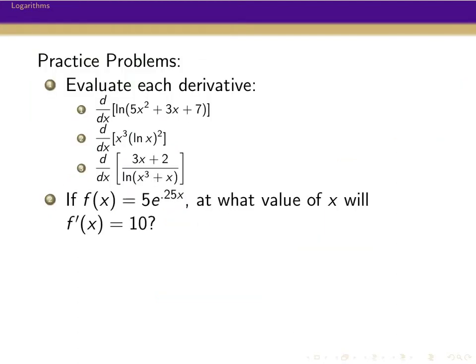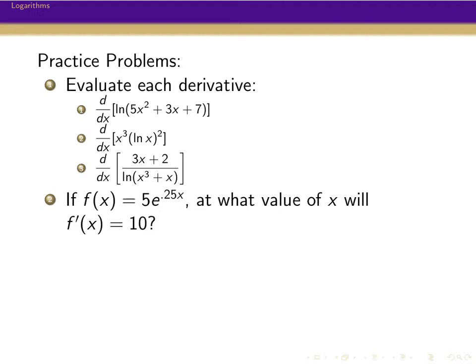Okay, so our practice problems that we'll go over Monday morning. So first we've got 3 derivatives using natural log. First take the derivative of natural log with this quadratic, 5x squared plus 3x plus 7 plugged in. Then take the derivative of x cubed times natural log of x quantity squared. So it's not natural log of x squared. It's take the natural log of x and multiply it by itself. And then finally, we have a quotient, 3x plus 2 divided by natural log of x cubed plus x.